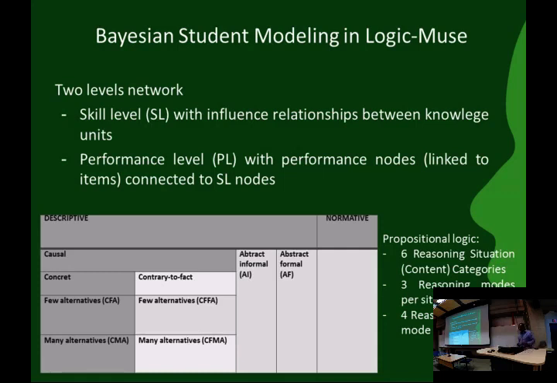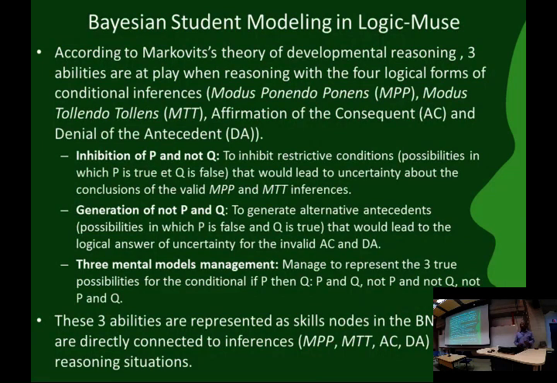So we have a number of skills that we can represent through the network, but we have some insight from psychology of reasoning telling us that sometimes being competent in conditional logic also means that the person should be able to manage some particular skills, namely the inhibition of P and not Q, the generation of not P and Q, and the three mental models management. So these are higher level skills that are also needed to clearly evaluate a student in conditional logic reasoning.